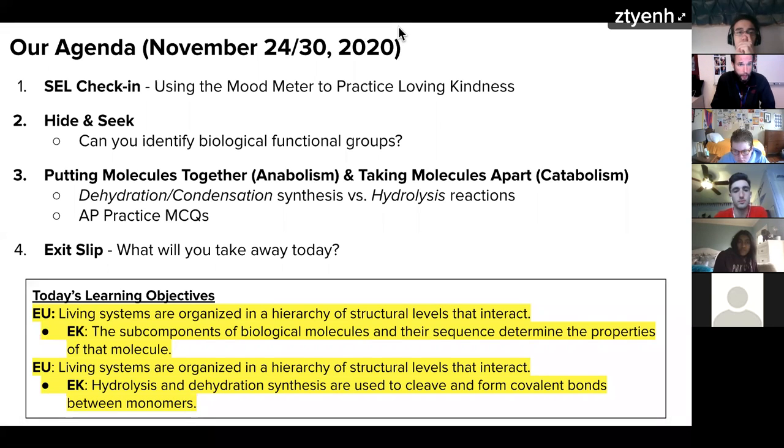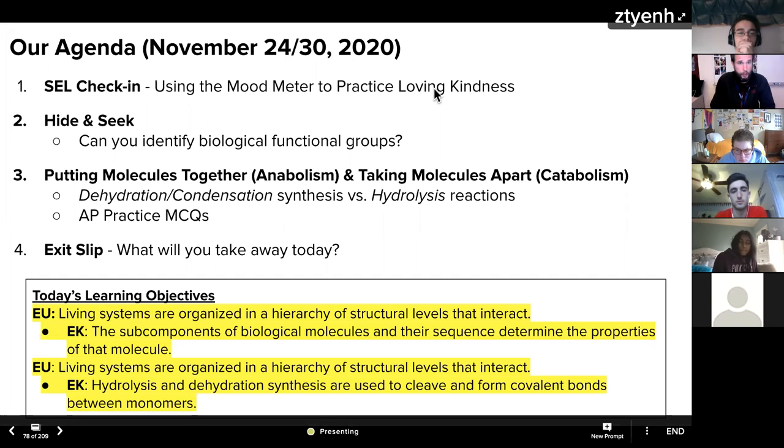So if we think about anabolic processes, there are reactions in biology called dehydration reactions that put molecules together. There are also catabolic or hydrolysis reactions that take molecules apart. They're similar to each other, but of course accomplish different goals. And my hope is that we can look at some of those, but also use some practice questions to develop a deeper understanding. And we'll wrap up things with an exit slip like we try to do each and every day.